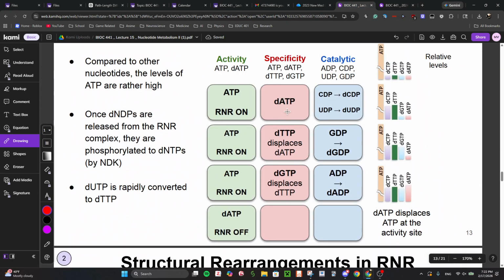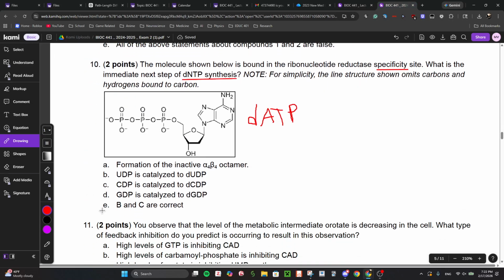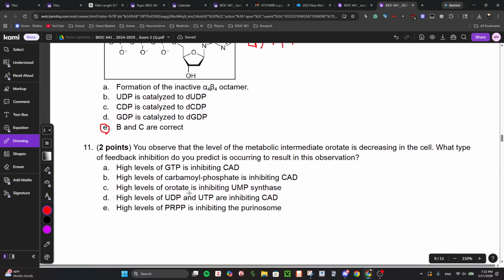So we're binding DATP here. So it'd be CUDP and CDP and UDP. Yeah, that's why I'm just saying just write it down. So B and C. If it said activity site though, yeah. So they were trying to trick you on that. I actually remember this question, and I was like, "Ooh, you sneaky guy, trying to screw me over here." So yeah.